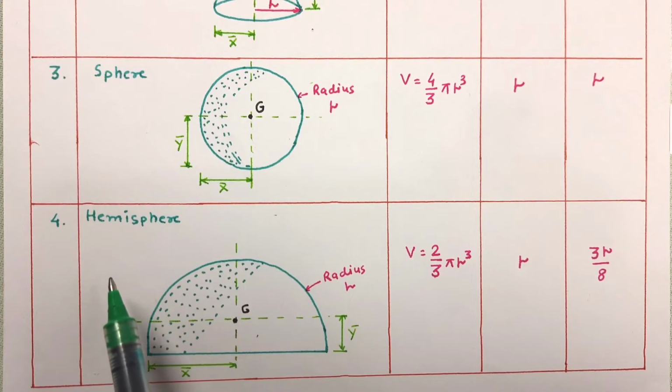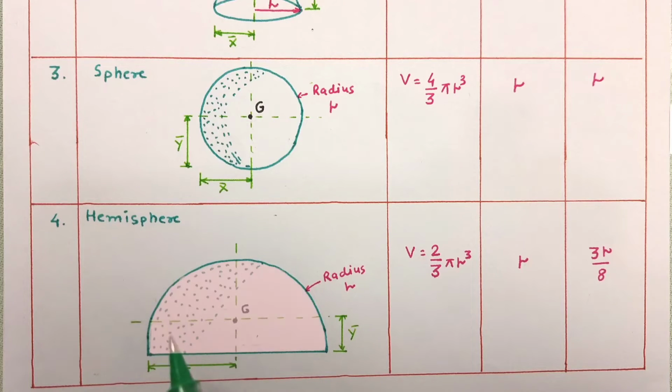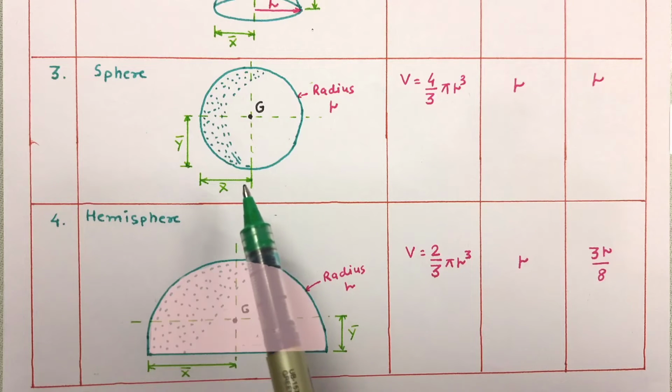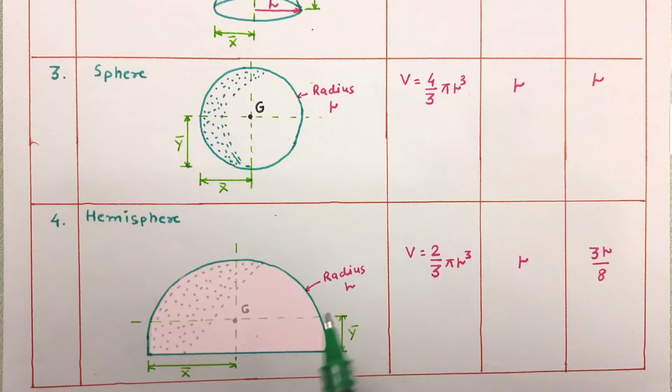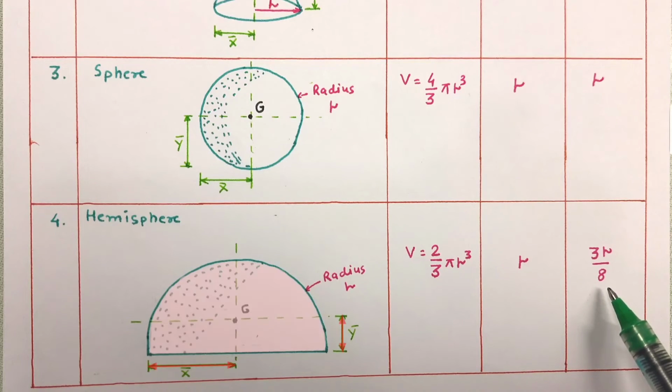This is the next shape, that is hemisphere, that is half part of sphere, which is having radius r. This point shows the centroid of hemisphere, which is at centroidal distance x bar along x-axis and y bar along y-axis. So from figure it is clear that x bar distance will be equal to radius of hemisphere, that is equal to r. Y bar distance, that is equal to distance between centroid of hemisphere and center of hemisphere. So this distance you have to remember, that is equal to 3r by 8.